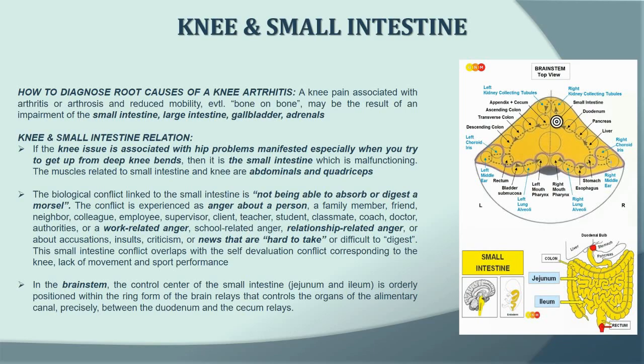The small intestine conflict overlaps with the self-devaluation conflict corresponding to the knee, and the result is a lack of movement and sport performance. In the brainstem also, the control center of the small intestine, the jejunum and the ileum is orderly positioned within the ring which forms the brain relays which control the organs of the alimentary canal, precisely between the duodenum and the cecum relays.